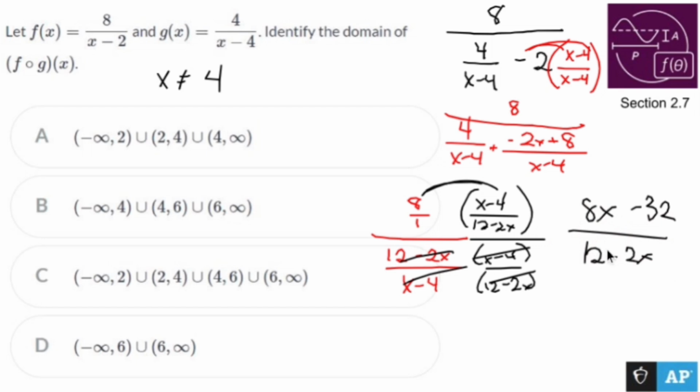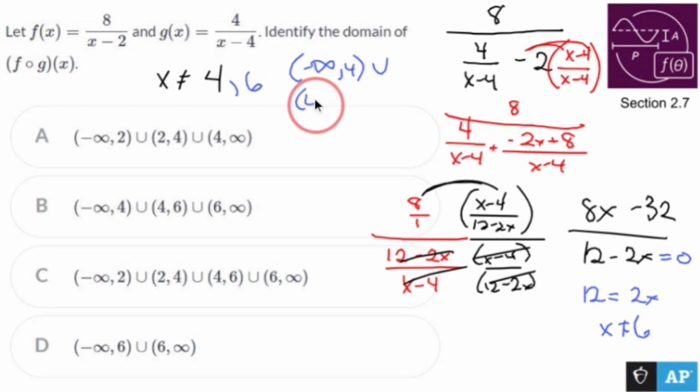Now I have a brand new denominator. And according to this brand new denominator, if I set it equal to 0, add 2x, divide by 2, now x isn't allowed to equal 6 either. So my domain is everything but 4 and 6, which could be written out as negative infinity to 4, union, 4 to 6, union, 6 to infinity, which is the answer. Yeah, not a very pleasant problem, but boy, was it so much fun.